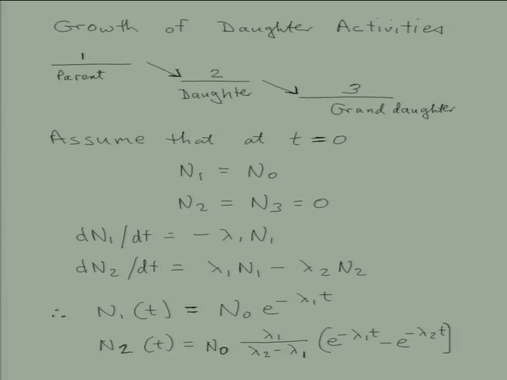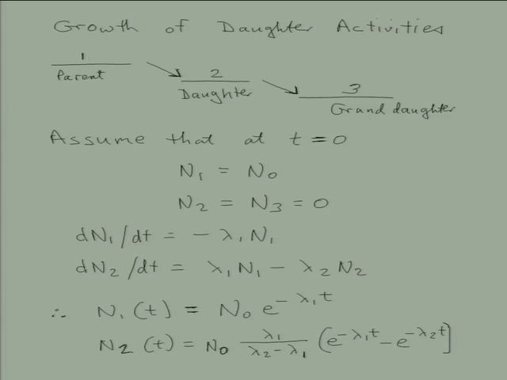So if I have a situation where at the time I call 0, I have only what I'm calling the parent here. So I have a certain number I call N0 of species 1, and I've done some chemistry or in some way arranged things so that there are no daughters or granddaughters present at time 0. And I want to know how these numbers change with time as I watch. So species 1 is not being produced by any process. It's just decaying with a half-life characteristic of that particular species. So the rate of change of species 1 is just minus lambda 1, the decay constant for that species, times the number of that species present.